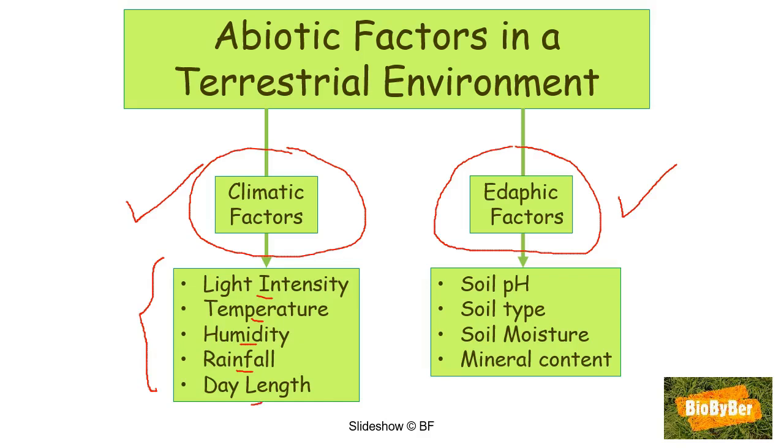Light intensity, we are particularly interested in this because we're going to be measuring light intensity in our practical work. We will measure light intensity with a light meter. Light intensity has an effect on the organisms in the environment. For example, some plants are shade-loving plants and will prefer to live in the shade, and other plants are sun-loving plants and will prefer to live in the sun.